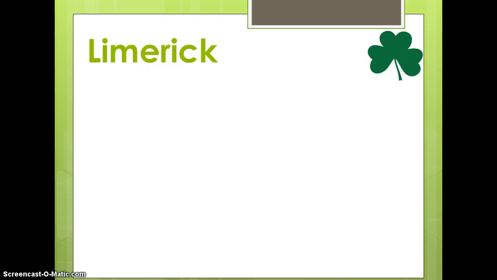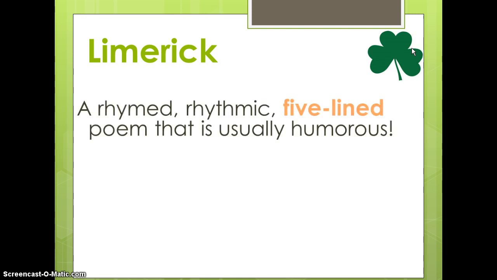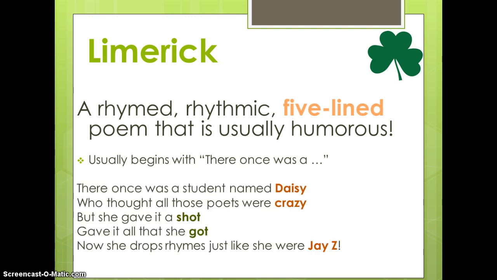The first we're going to look at is called a limerick. Limericks originally originated in Ireland. They are rhymed, rhythmic, composed of 5 lines, and often they are humorous. You can tell that something's going to be a limerick if it starts with, there once was a, etc. Let's look at an example. There once was a student named Daisy who thought all those poets were crazy, but she gave it a shot, gave it all that she got. Now she drops rhymes just like she were Jay-Z.